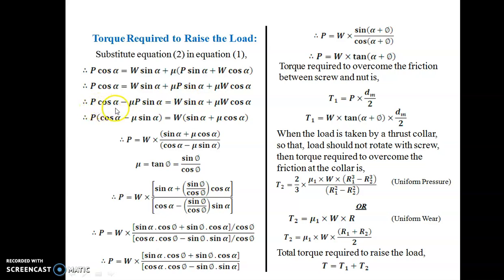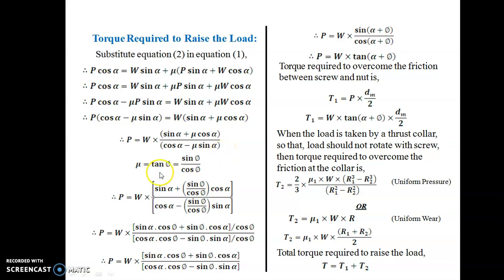Then we will take P terms on one side and W terms on another side. So it will be P cos alpha minus mu P sin alpha is equal to W sin alpha plus mu W cos alpha. Taking P common, it will be P into (cos alpha minus mu sin alpha) is equal to W (sin alpha plus mu cos alpha). So P is equal to W into (sin alpha plus mu cos alpha) divided by (cos alpha minus mu sin alpha).